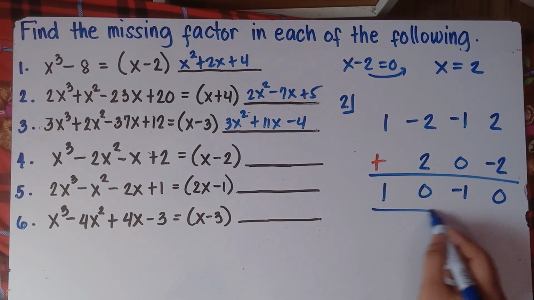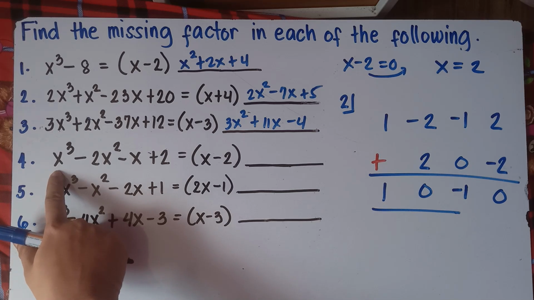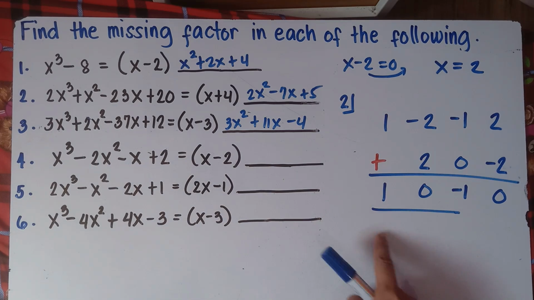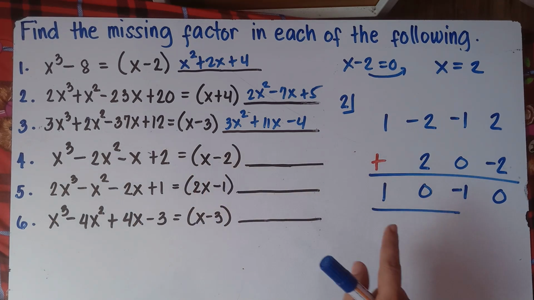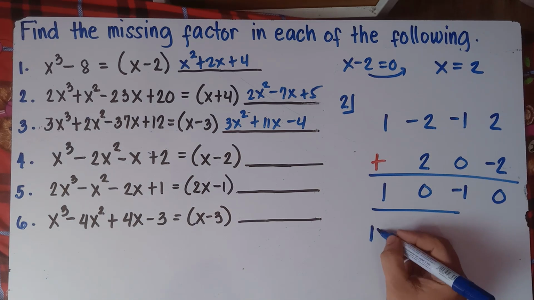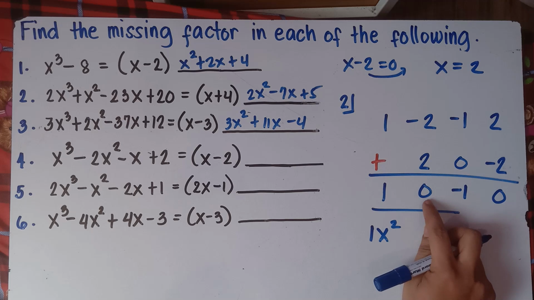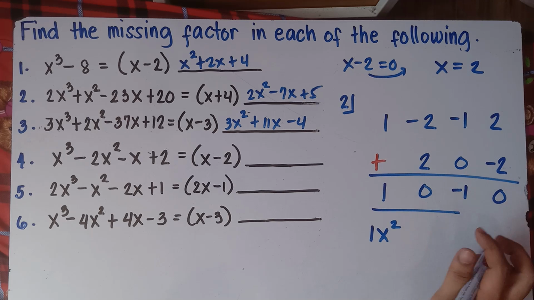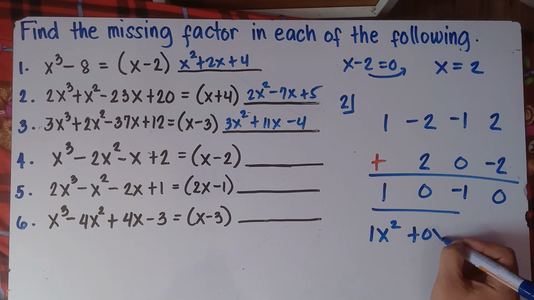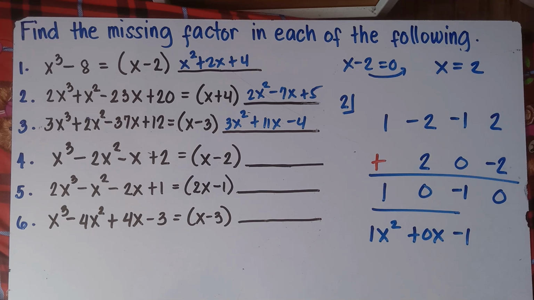So this will be our answer. Once again, we have x cubed, so our answer here will be x squared, because x cubed divided by x, that would be x squared. So this will be 1x squared. Then we don't have a value of x, so plus, or you can write plus 0x, then minus 1. Since this is 0x, you can just eliminate this one.